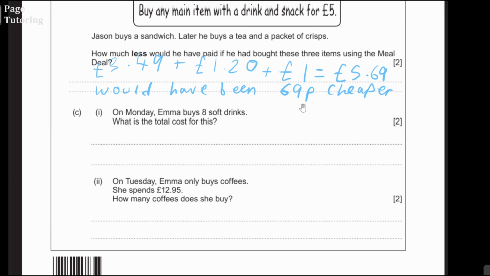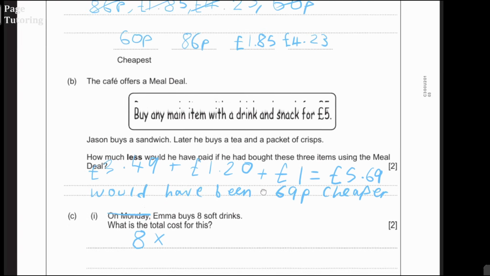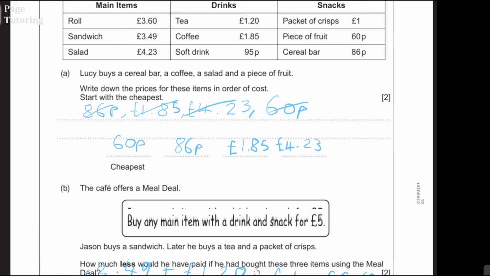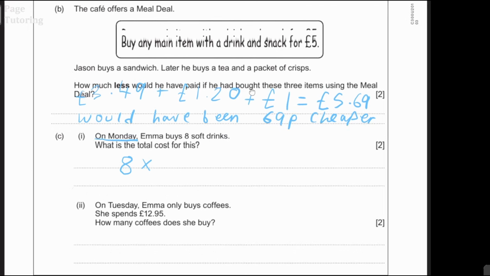Part C. On Monday, Emma buys 8 soft drinks. What's the total cost for this? Okay, well, it gives us random information we don't care about on Monday. Why do we care about the Monday? So Emma goes in, she buys 8 soft drinks. She might be buying it for her colleagues, who knows? It's going to be 8 times the cost of a soft drink. So if we go up, how much is a soft drink? On the menu, that's 95p.